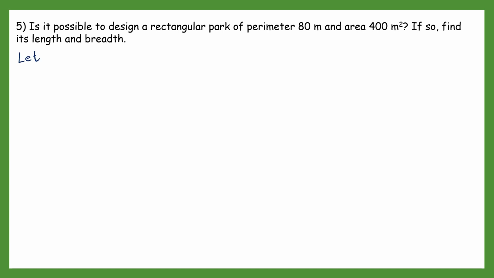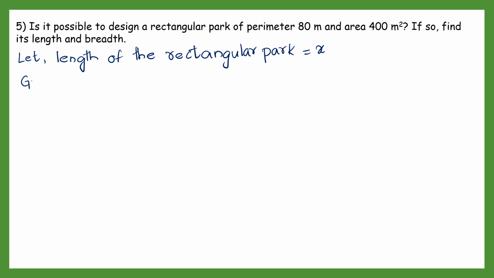Let the length of the rectangular park be x. Length of the rectangular park is equal to x. And what have they given? The perimeter of the rectangular park.